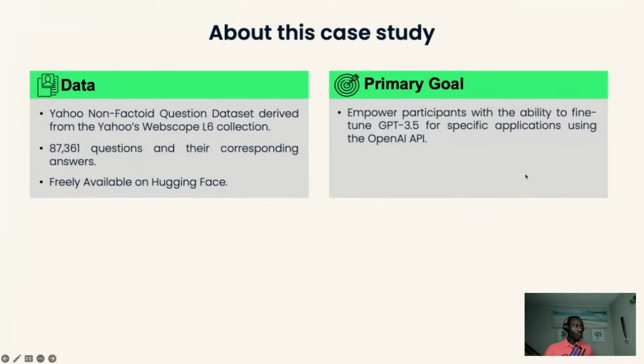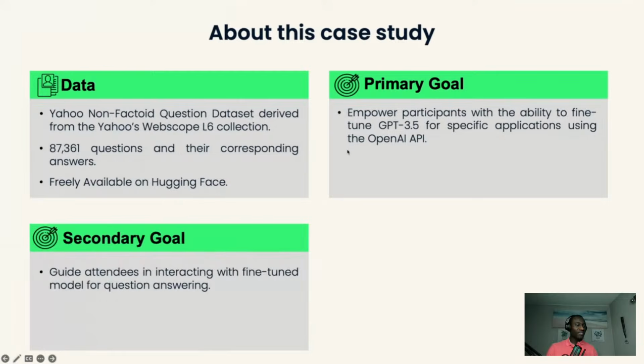The primary goal of this session is to empower all participants with the ability to fine-tune GPT 3.5 for specific applications using the OpenAI API. The second goal is to guide all the attendees in interacting with the fine-tuned models for question answering. This is mainly for the inferencing phase.